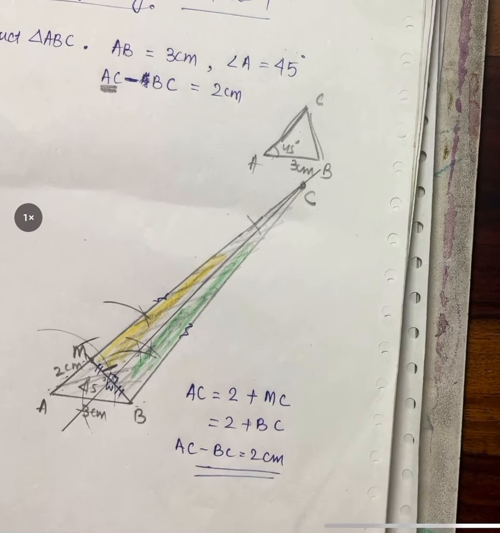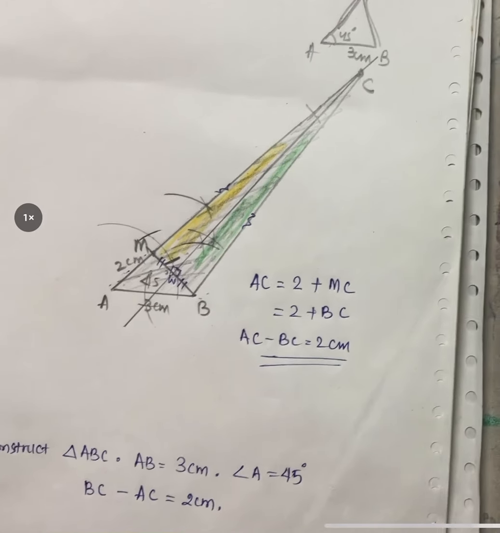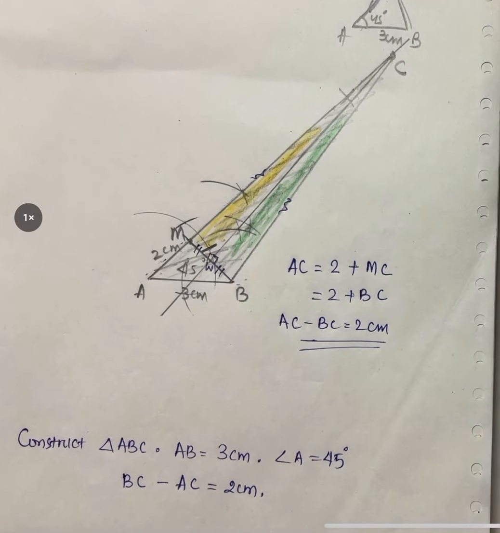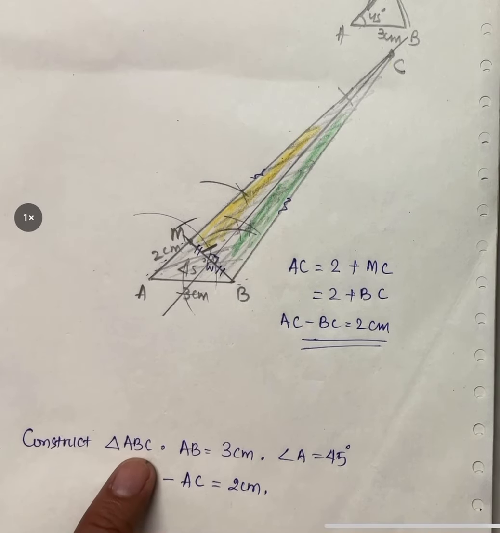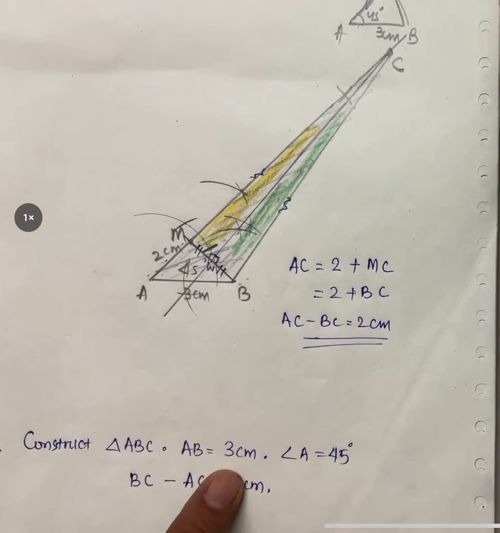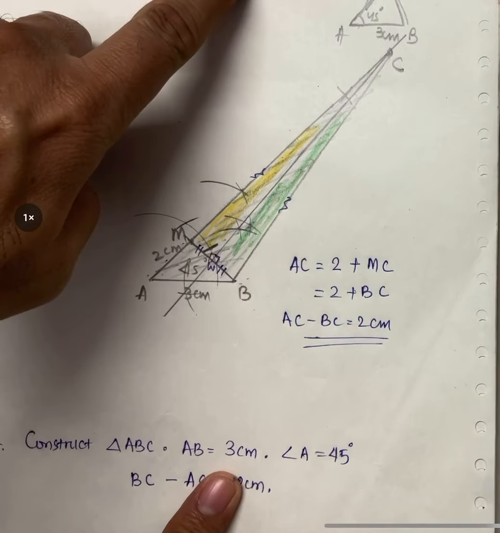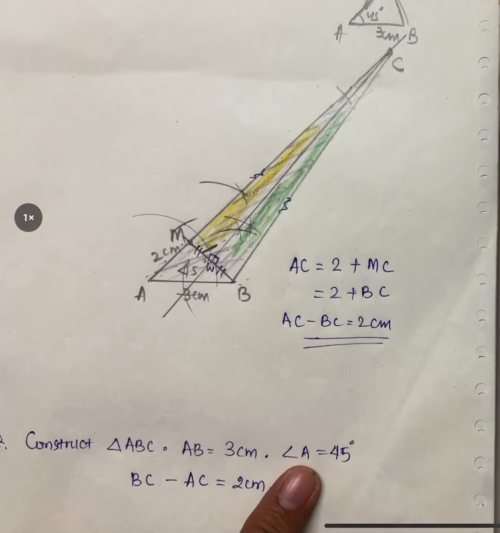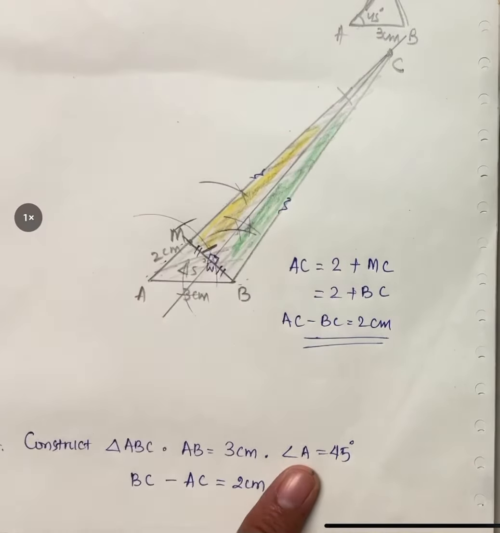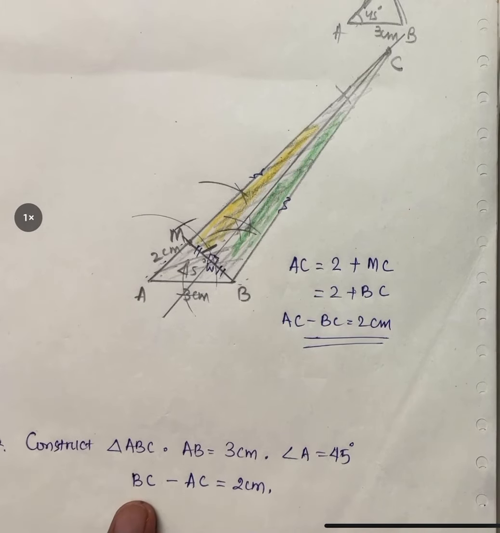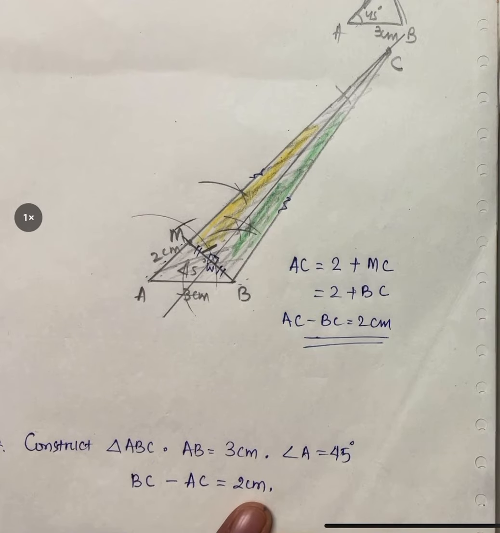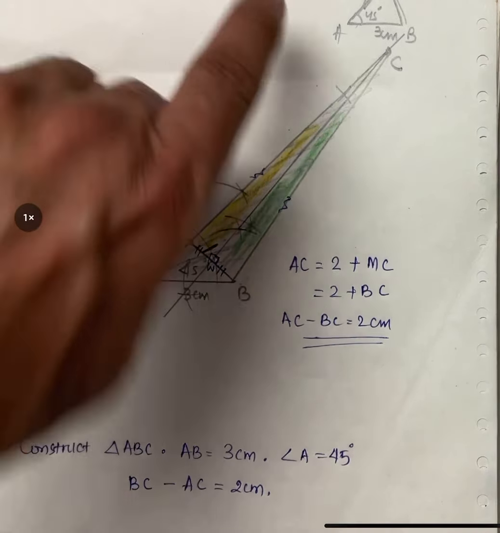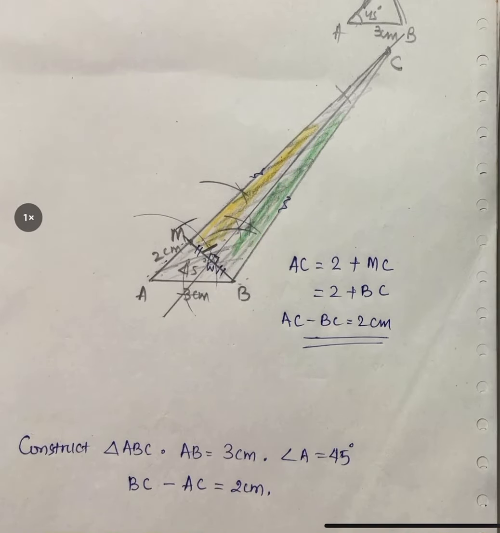I would like to share an identical question with you, which is this. Let's see how much they're identical and how much they are different. Construct a triangle ABC in which AB is 3 centimeter. Earlier also it was 3 centimeter. Angle A 45 degrees. Earlier also it was 45 degrees. And BC minus AC 2 centimeters. Here it was AC minus BC 2 centimeter, which means the situation is slightly different this time.